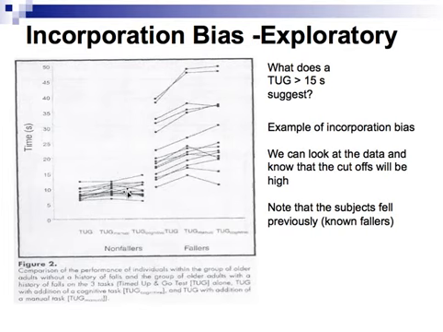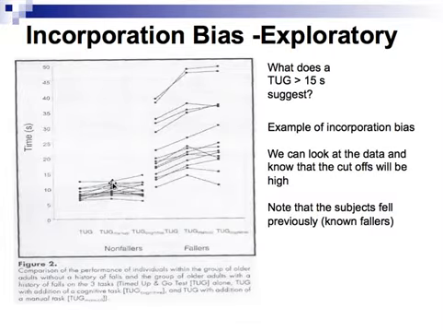So this is an example of a study that was used to develop a cutoff for falls risk. This is the timed up and go test. Basically you stand up from a chair, walk forward, turn around, sit back down in the chair, and you time how long that takes. You see time here on the y-axis. And here they had a group of non-fallers compared to a group of fallers.